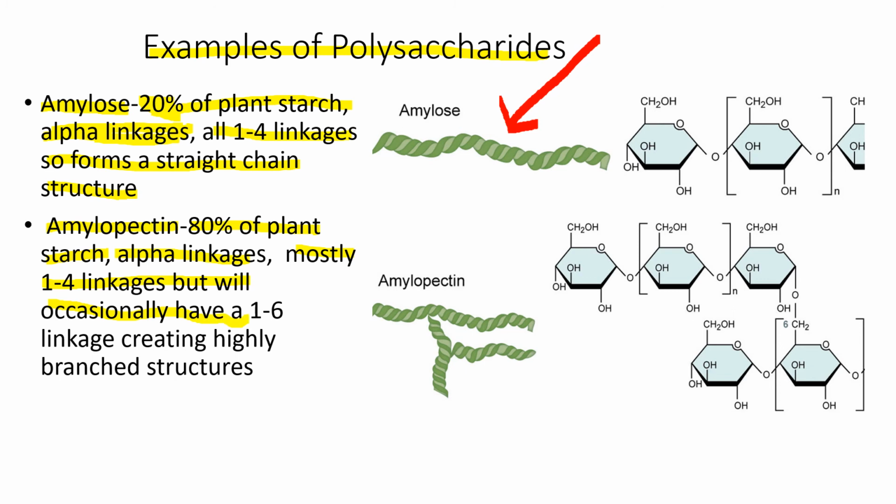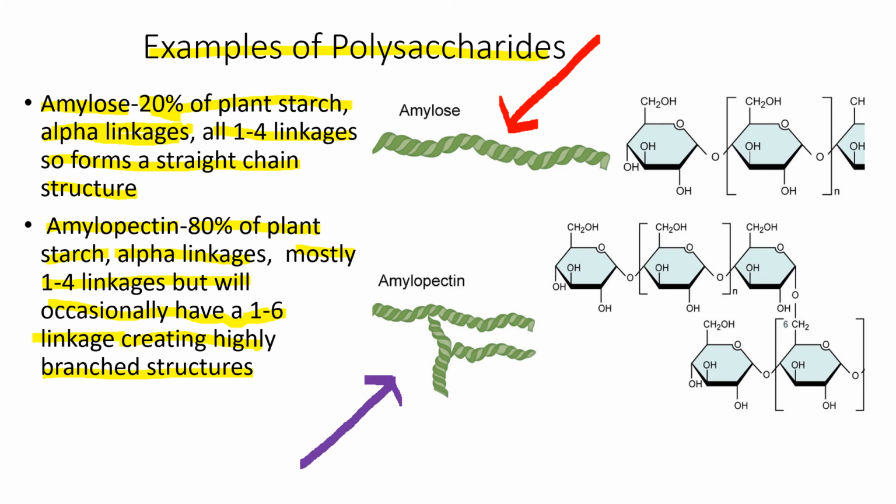So every once in a while you'll get a 1,6 linkage. And what this 1,6 linkage does is it kind of stops things from being in a straight chain. It's no longer linear. Instead, now you're going to get these very highly branched structures. And you can see a cartoon-like level drawing of this. I'm pointing at it in purple.